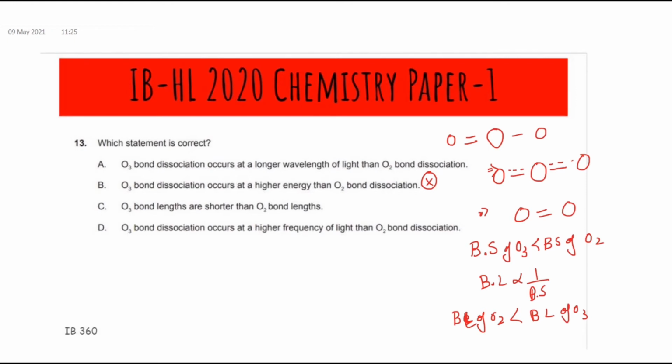So here this option says O3 bond lengths are shorter than O2 bond lengths, but we just analyzed that the bond length of O2 is shorter than that of O3. Option C is also not correct.